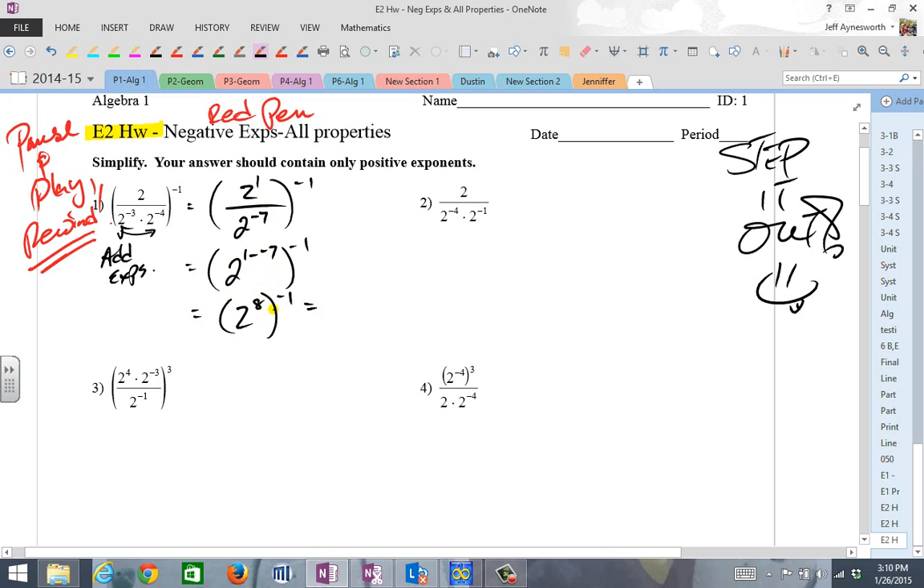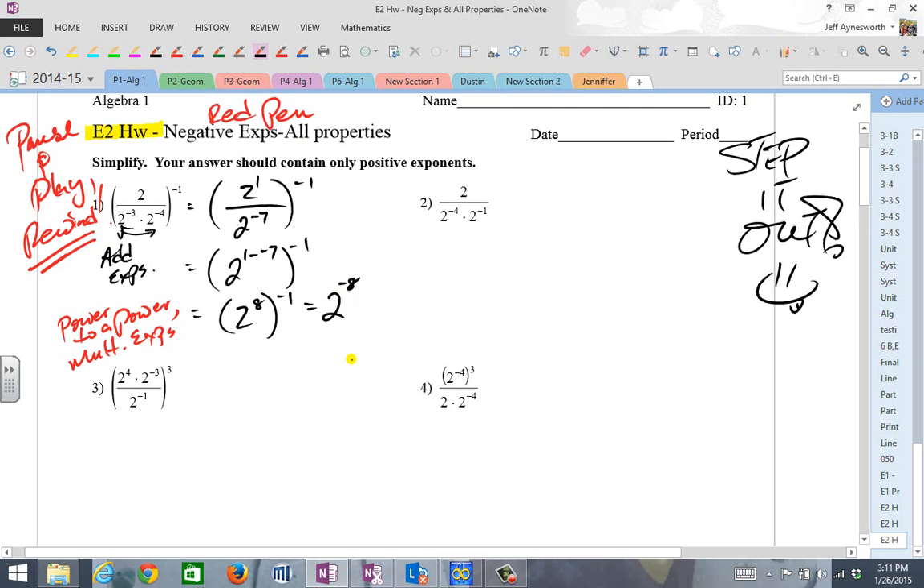Now we have to switch rules. We've got a power to a power, so you multiply the exponents. If you have your lessons and notes out side by side, that'd be good too. I think it's the third rule on page 1 in your first lesson. Power to a power, you multiply exponents. 8 times negative 1 is negative 8, so you get 2 to the negative 8 power.